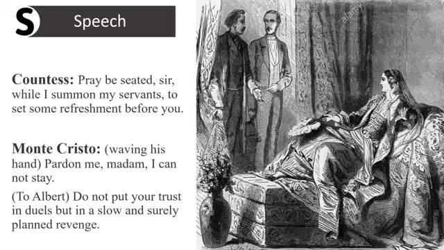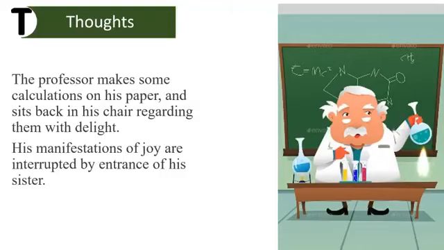And he turns to Albert and says, "And remember what I tell you. Do not put your trust in duels, but in a slow and surely planned revenge." This exchange of dialogues says a lot about him, and it is up to you to decipher these words for your practice. T represents thoughts. Think about the thoughts or feelings or private movements that the character has with himself, how he feels or reacts about certain things in his private time.